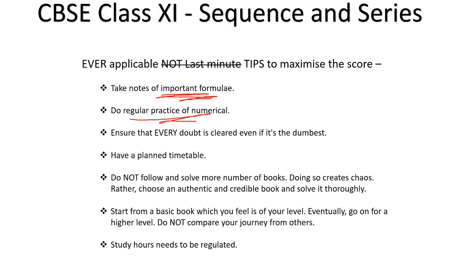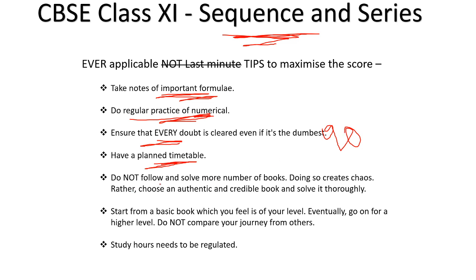Next, do regular practice of the numericals. This would help you tremendously when you're trying to ace this particular topic. Next, ensure that every doubt, no matter how trivial, even if it's the dumbest, is cleared, because there is no such thing as a dumb doubt. Every doubt is important to ace this section. Next, have a planned timetable. When you have a planned timetable, you can reach that 90th percentile easily.